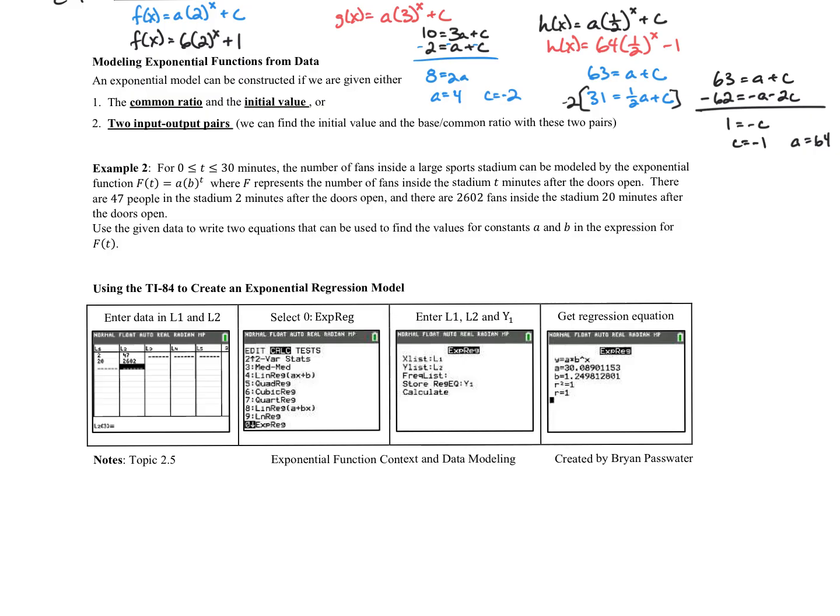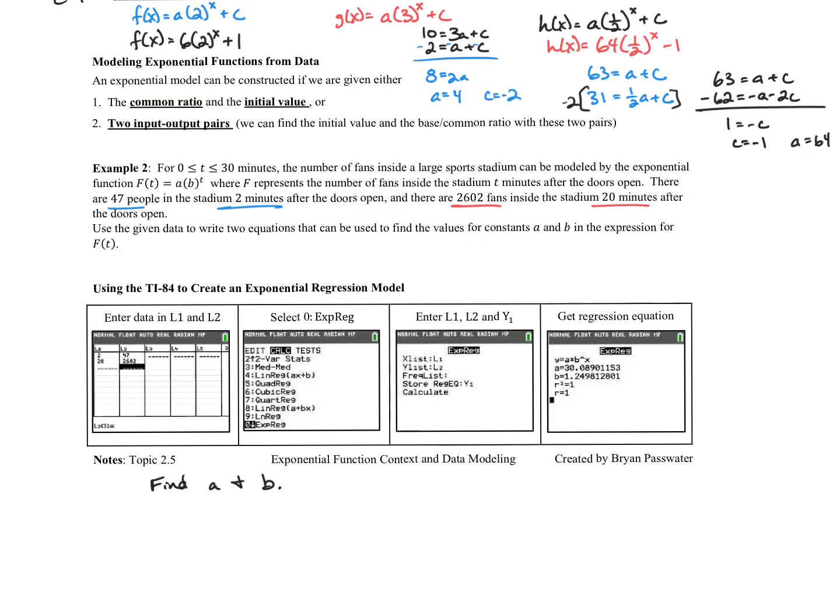Example 2, for 0 is less than or equal to t, which is less than or equal to 30 minutes. The number of fans inside a large sports stadium can be modeled by the exponential function f of t equals a times b to the power of t, where f represents the number of fans inside the stadium t minutes after the doors open. There are 47 people in the stadium 2 minutes after the doors open, and there are 2,602 fans inside the stadium 20 minutes after the doors open. Use the given data to write 2 equations that can be used to find the values for constants a and b in the expression for f of t.